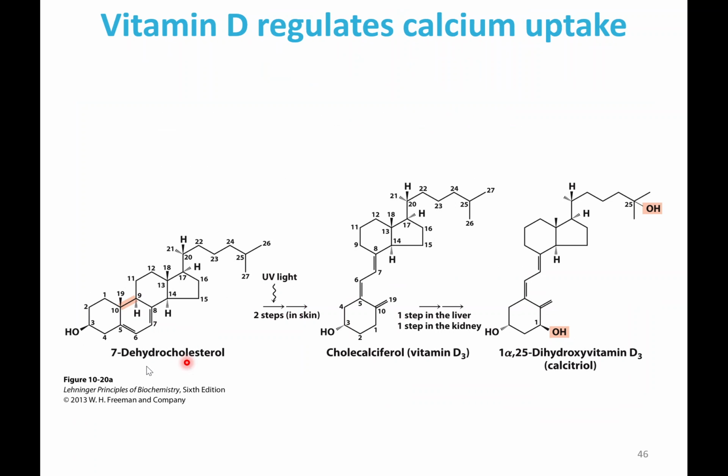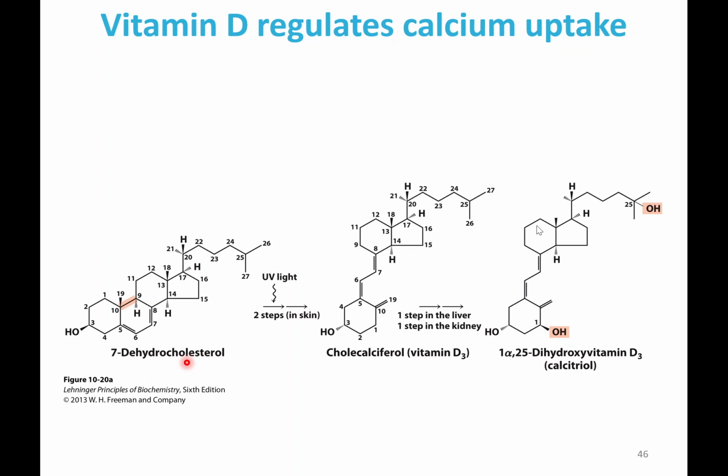Okay, vitamin D is another biologically active lipid. And this isn't vitamin D. It's cholesterol, or more precisely 7-dehydrocholesterol. When exposed in your skin to UV light, this molecule turns into vitamin D3. Then vitamin D3 will turn, in the liver and the kidney, into what's known as calcitriol, which is the biologically active form.